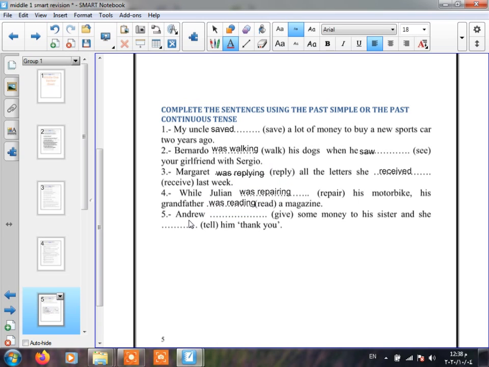Okay, the last one, Andrew does give some money to his sister and she does tell him thank you. So both actions are short actions. Okay, Andrew gave some money, not giving. He's not giving her the money all the time. So Andrew gave some money to his sister and she told him, not was telling him, thank you. Okay, it was just a short action.